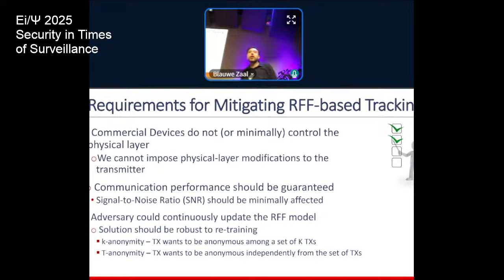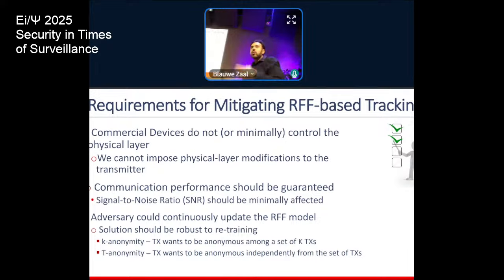In particular, we defined two concepts basically to work with that. One is the traditional K anonymity. So you want to identify one in a set of K, and T anonymity when you want to be anonymous independently of the set of transmitters that are in a given area.